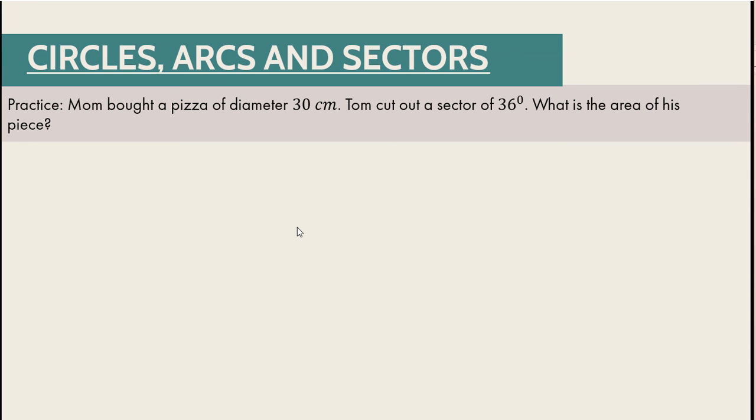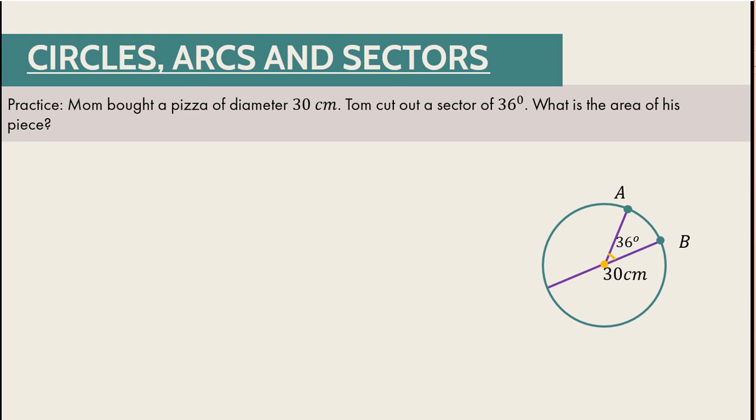Here we have a practice problem. Mom bought a pizza of a diameter 30 centimeters, and Tom cut out a sector of 36 degrees. What is the area of his piece? Okay, let's try it yourself before I show you my answer. Have you got it now? Good.